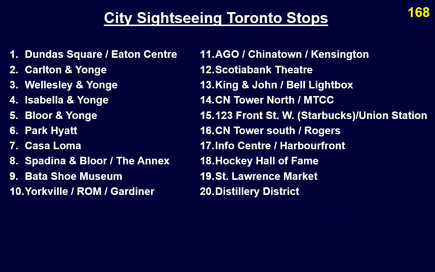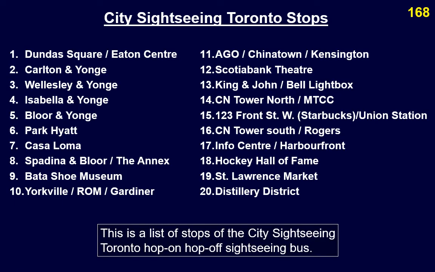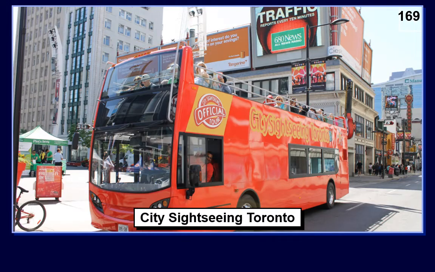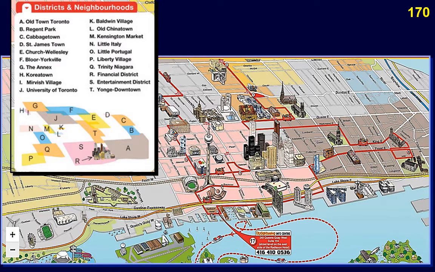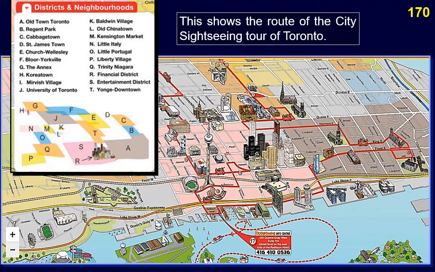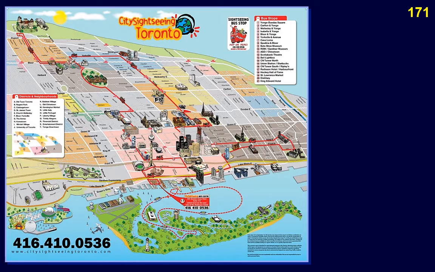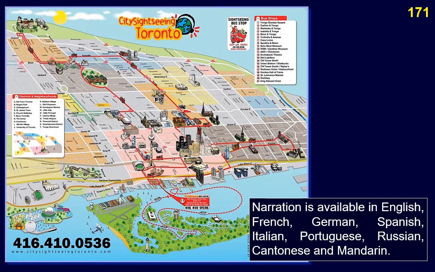This is a list of stops of the City Sightseeing Toronto hop-on hop-off sightseeing bus. Throughout the peak summer months, the buses come by every 15 minutes. This shows the route of the City Sightseeing Tour of Toronto. Narration is available in English, French, German, Spanish, Italian, Portuguese, Russian, Cantonese, and Mandarin.